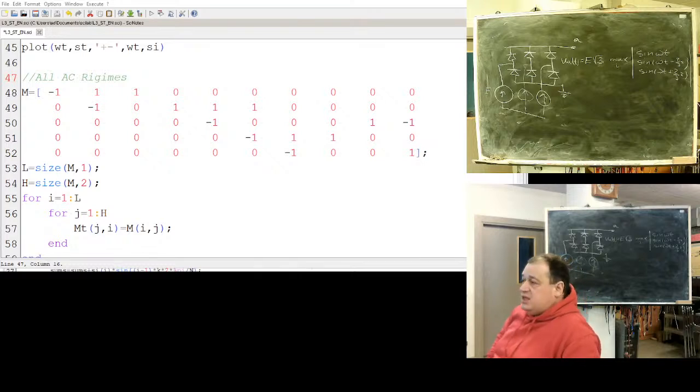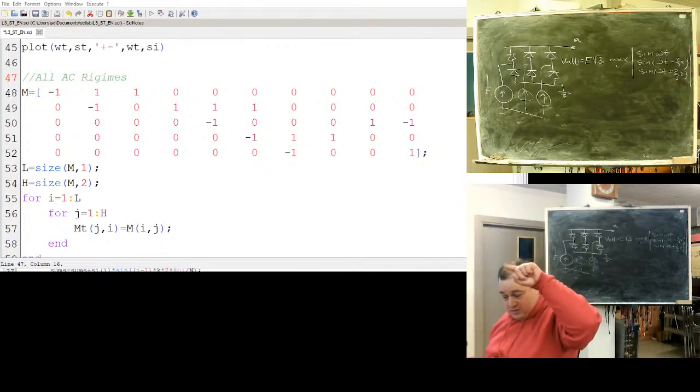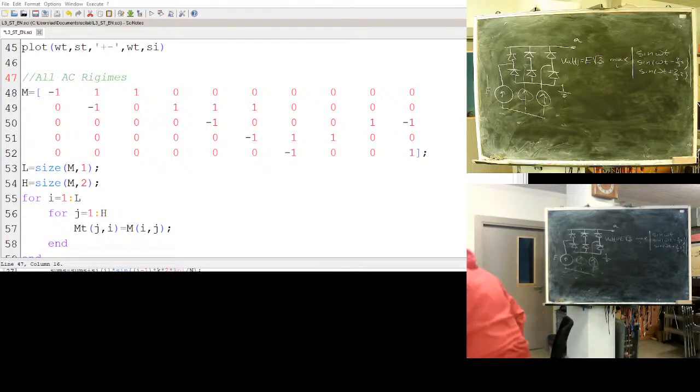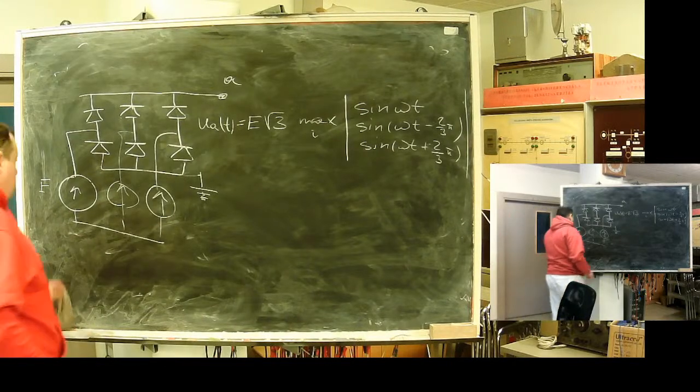So first I need to show the topology, connections, branches, nodes to my machine. And I will use the so-called first incidence matrix, or nodal branch connection matrix. To do so, what I'm doing.